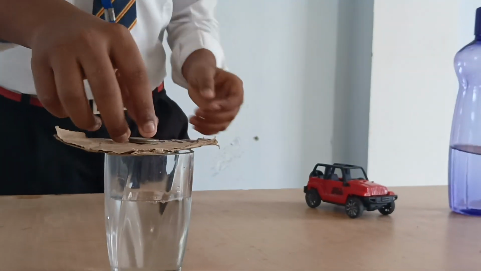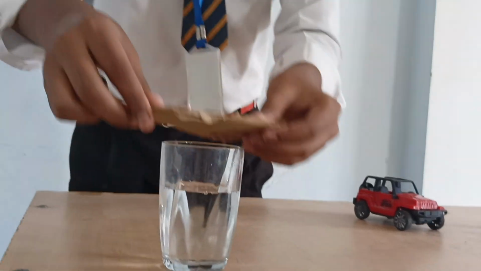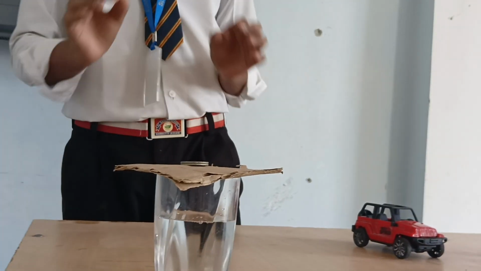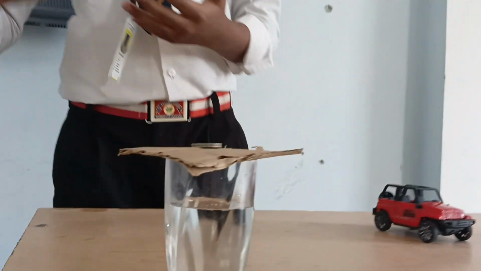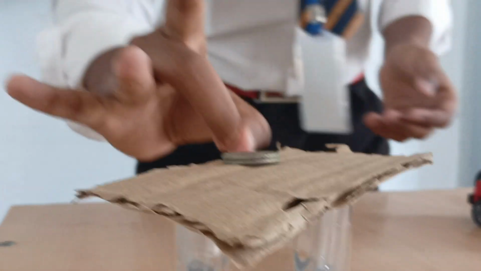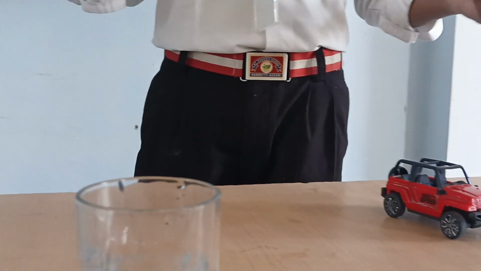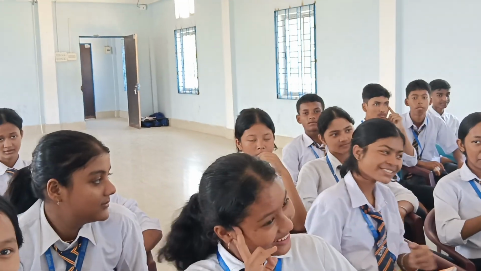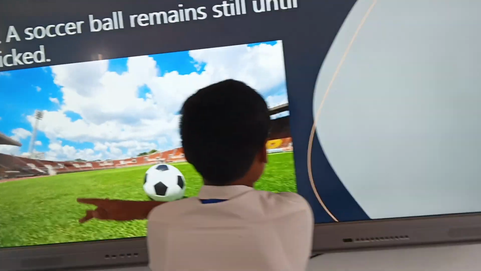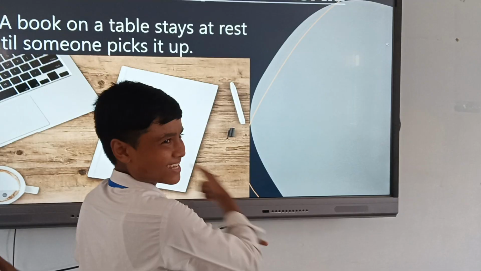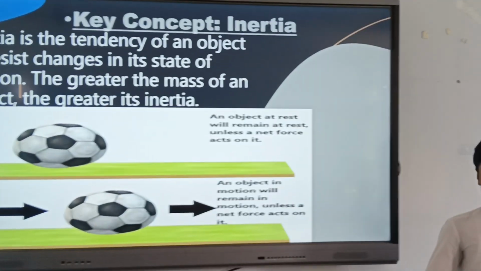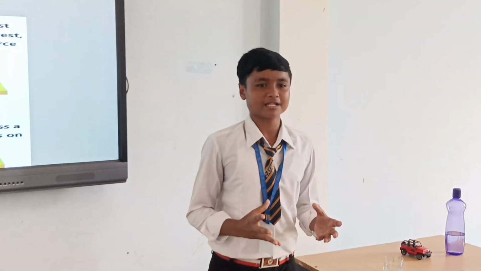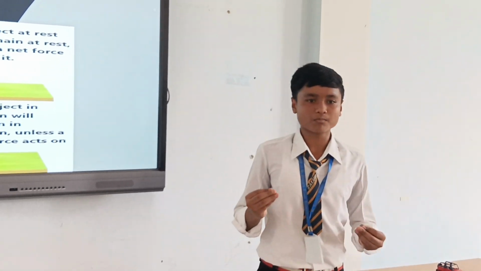So as the coin is at rest, it will change its position from rest to motion. How will it happen? It will change its position. After this demonstration, you all have a clear concept of what the first law of motion states.